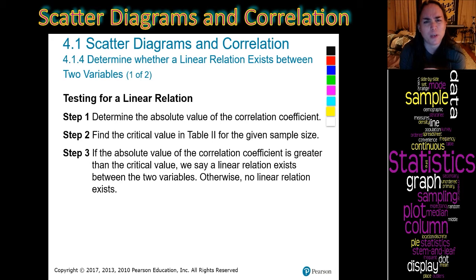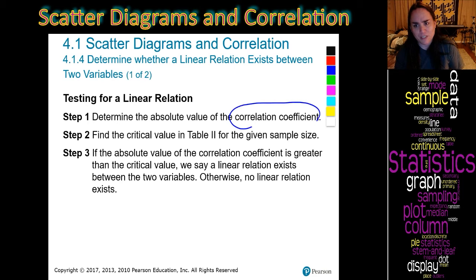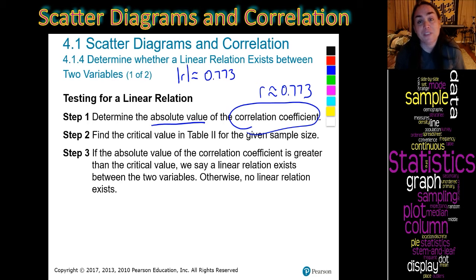It wasn't anywhere near 0.9. It was 0.773. So how do we determine if this is actually a linear relation? Well, you do exactly what we just did. You calculate the correlation coefficient. We just did that and said R is about equal to 0.773. Then you take the absolute value of it. You just want the positive. So the absolute value of R would still be about positive 0.773. If it's negative, just kick off the negative.